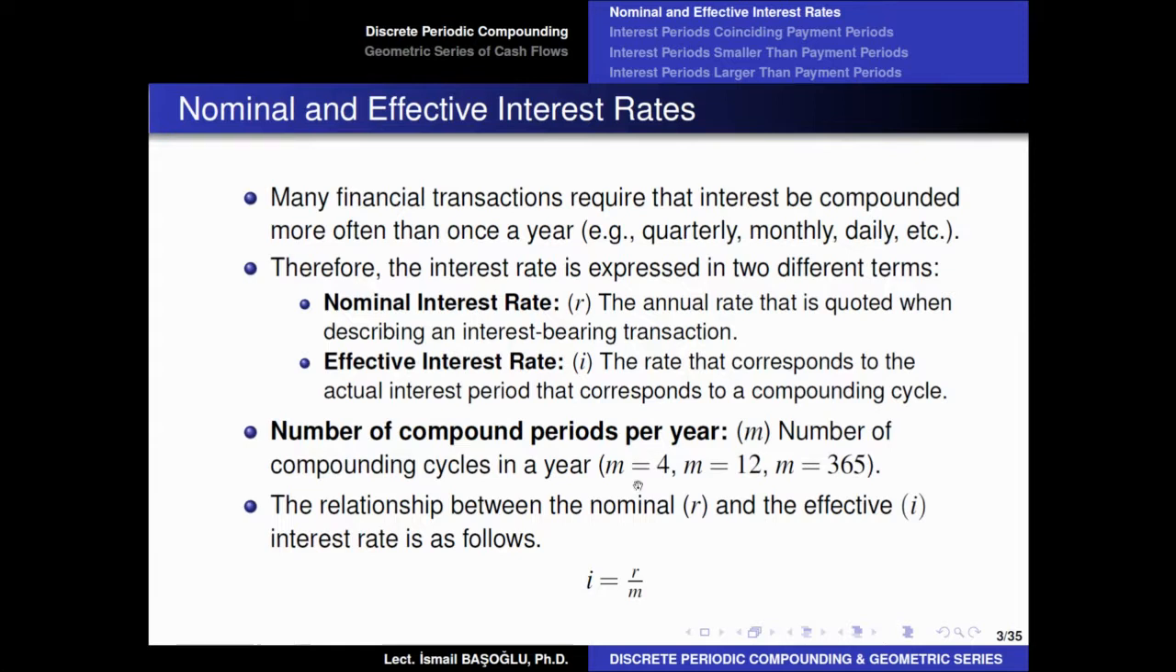Now, how do we calculate the effective interest rate that corresponds to a compounding cycle from the nominal interest rate? It is simple. We just divide the nominal interest rate by the number of compound periods in a year. So we calculate the effective interest that corresponds to our period.